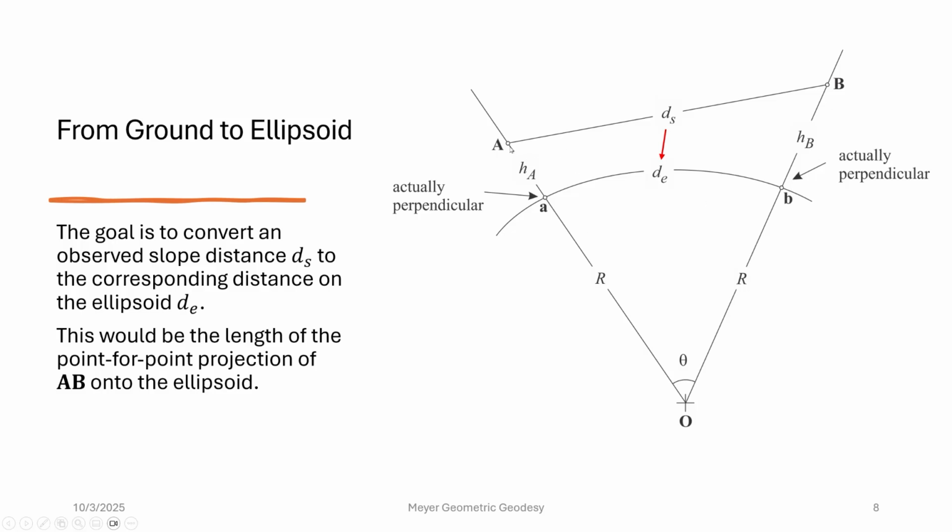If we take A, and we look at the corresponding point on the reference ellipsoid, so we come straight down, that's at point A, lowercase a. Likewise, capital B comes down to point lowercase b. And the goal here is to reduce the slope distance, which is a straight line distance, to the arc that we see here, d sub e. This is a distance along the ellipsoid.